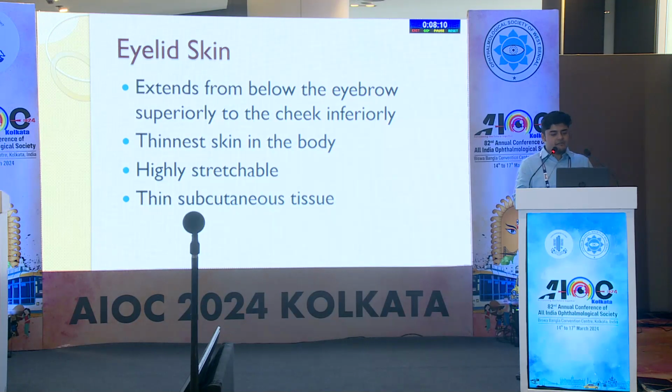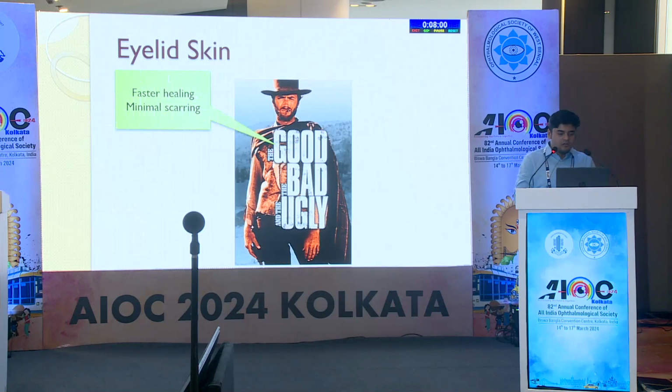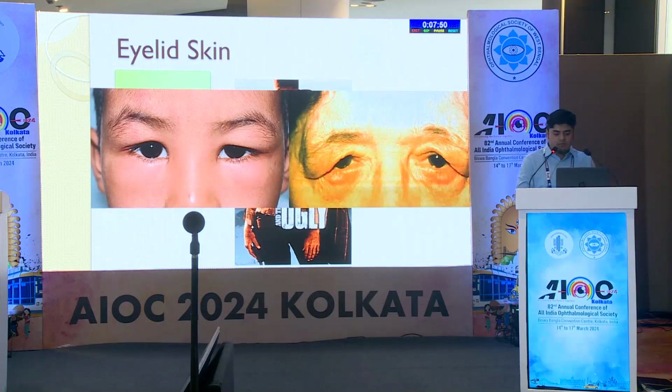Eyelid skin extends from below the eyebrow superiorly to the cheek. It is the thinnest skin in the body, and it is highly stretchable, and also it has very thin subcutaneous tissue. So it has faster healing and minimal scarring, but since it is highly stretchable, eyelid edema can stretch it up to 3 times, and also there might be permanent stretch leading to blepharochalasis and dermatochalasis.